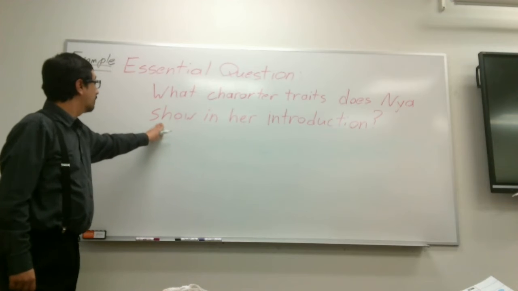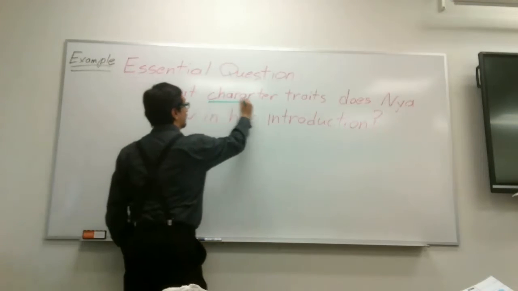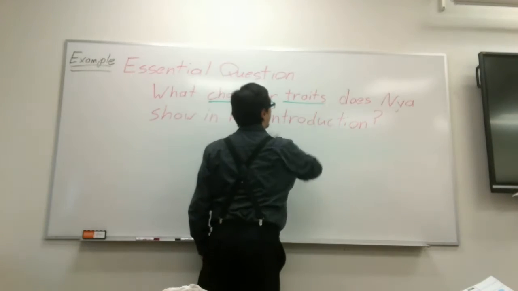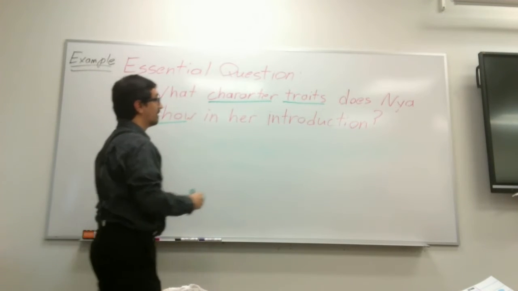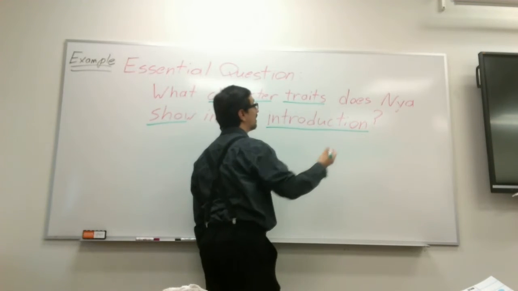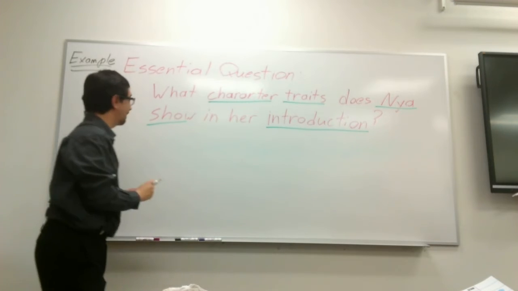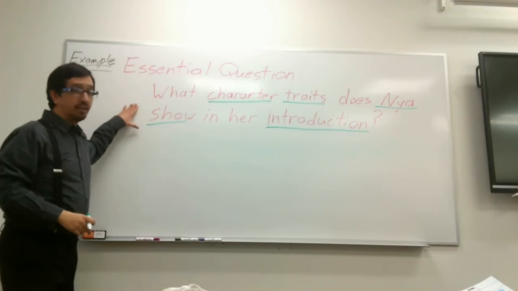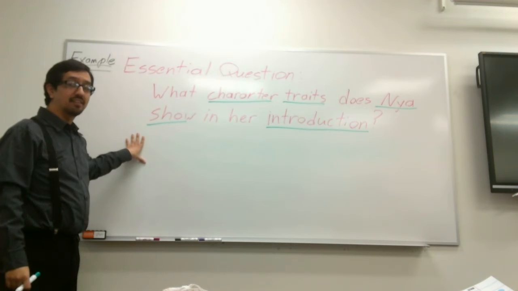So let's pick out words that we think maybe are important. How about words like character traits? That seems important. Show seems important. Introduction seems important. And most of all, Naya seems important. These are the questions that I asked, all right? So I've taken important words from our question, and we're going to make sure they go in our claim.